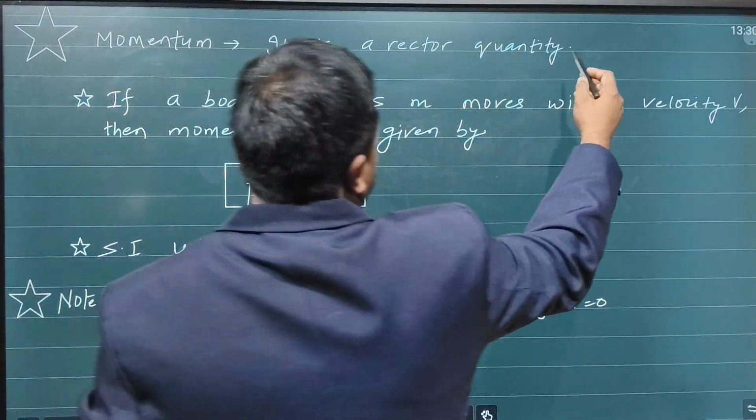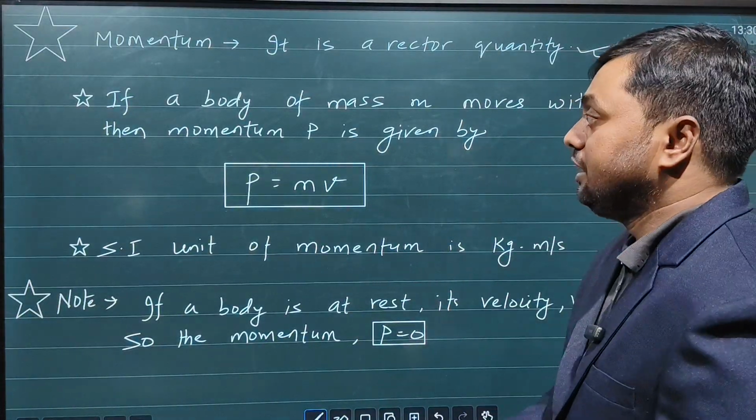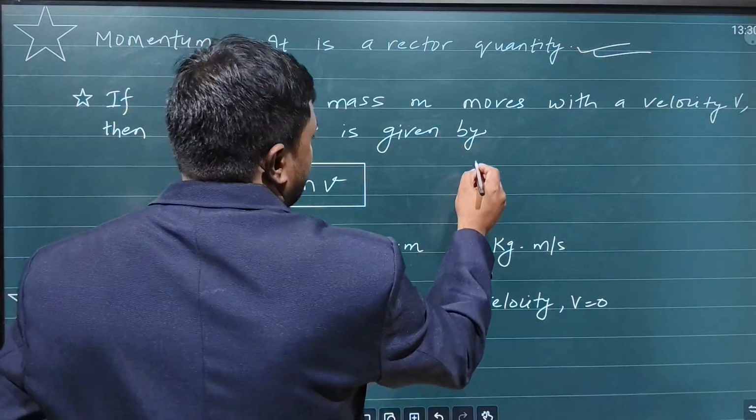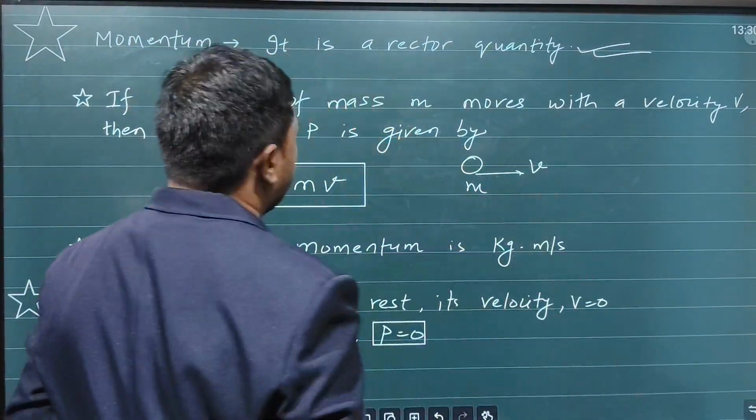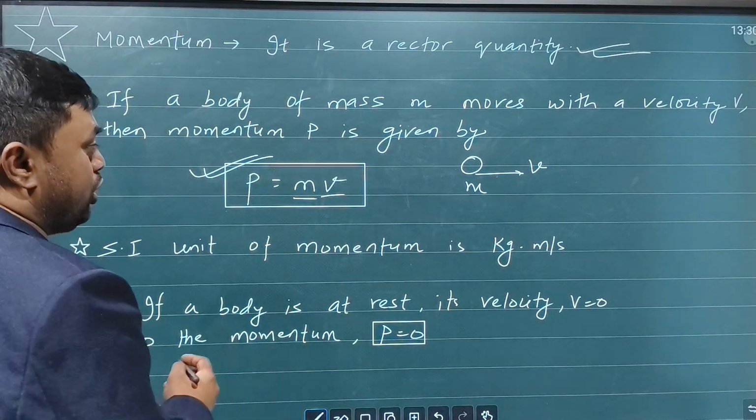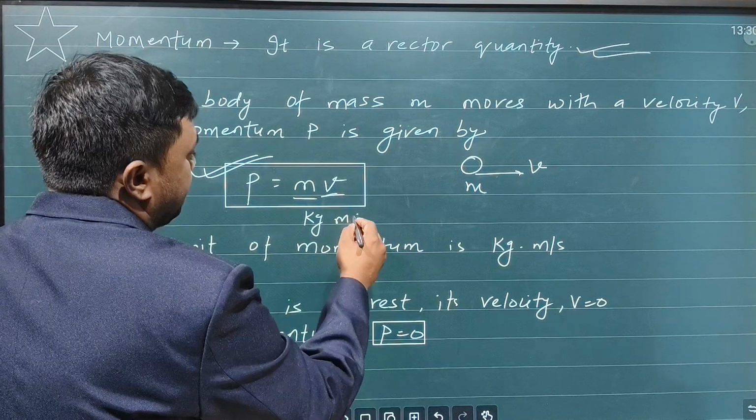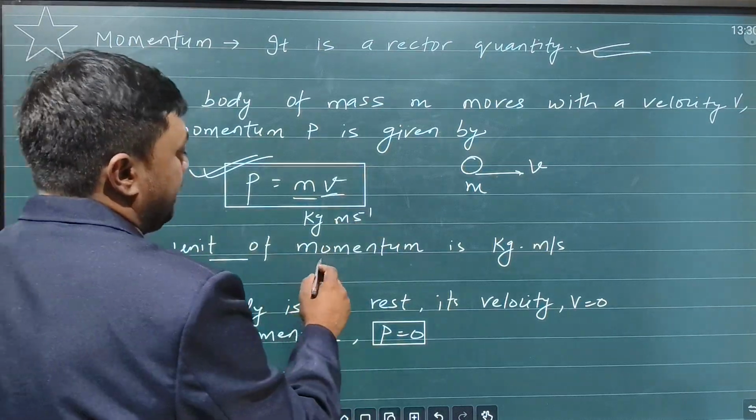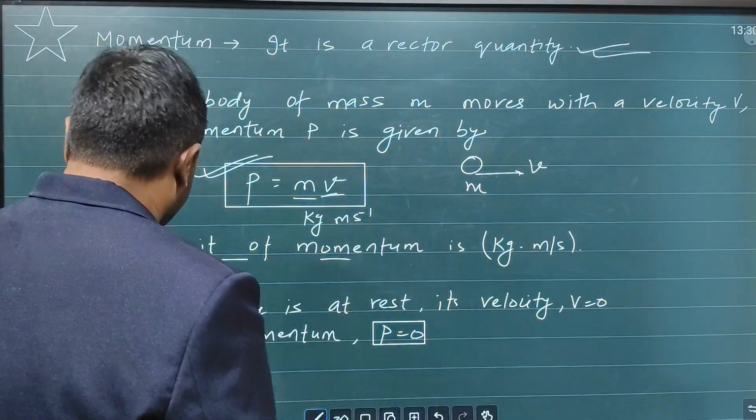It is a vector quantity also. Vector quantity means it has magnitude as well as direction. So consider a body of mass m moving with a velocity v. What is the momentum? P is equal to m into v. What is the SI unit of mass? Mass is in kilogram and velocity is in meter per second. So the SI unit of momentum is kilogram meter per second. Is it clear?